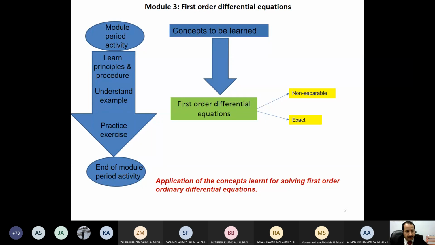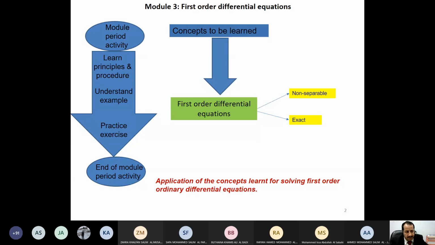Okay, just let me remind you where we are now. This is week number 9, module 3, and we already completed the first 2 topics. These are the vector calculus and matrices. Now we are discussing, until the end of this semester, the differential equation, first and second order differential equation.